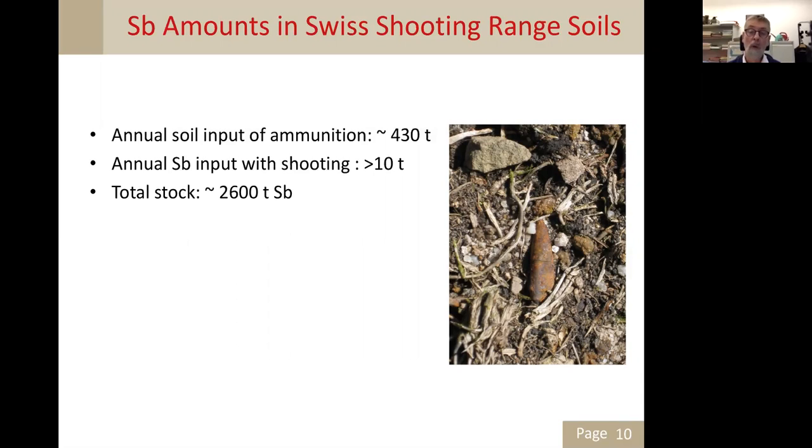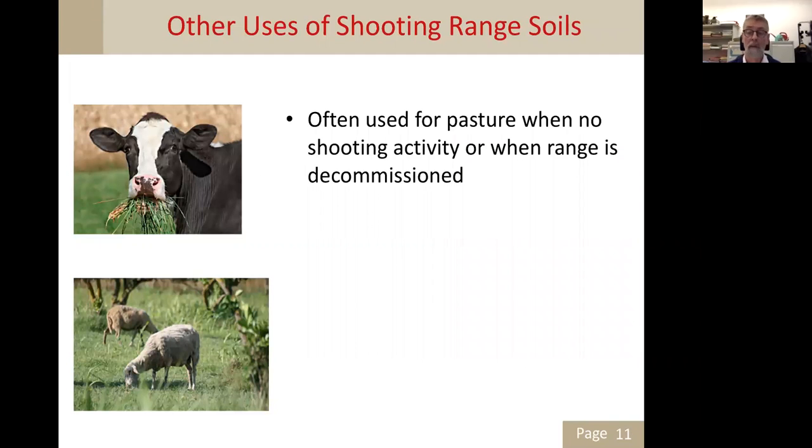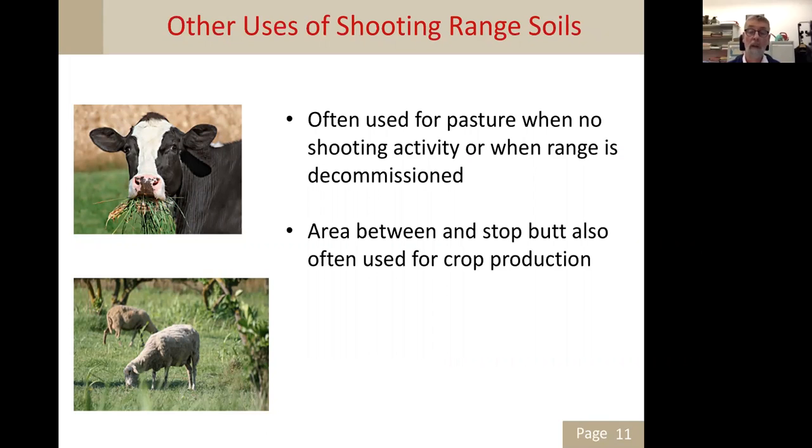So although it's locally concentrated, it's spread all over the country due to the large number of shooting ranges, and there are potential problems with environmental and human health risks. For example, one pathway is that these shooting ranges are often used for pasture when there is no shooting activity, or after the ranges have been decommissioned and they are then used for agricultural purposes. Not only pasture, but also sometimes for crop production. And some ranges are also located in wetlands.